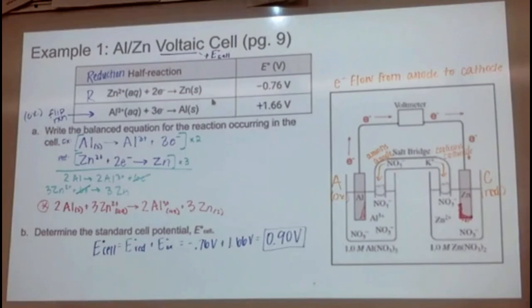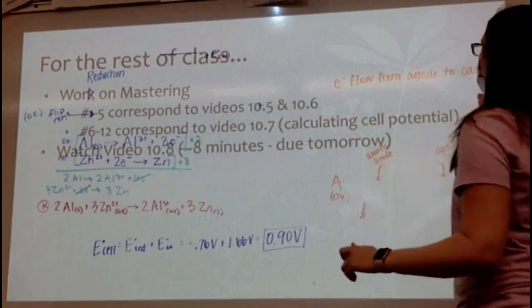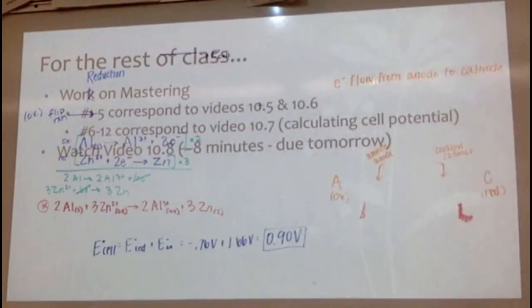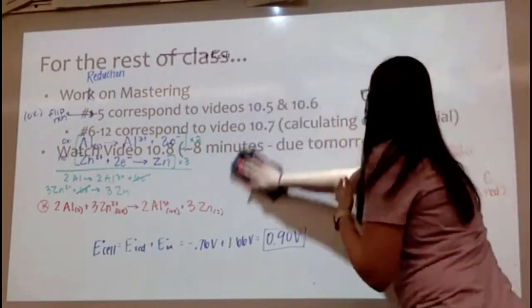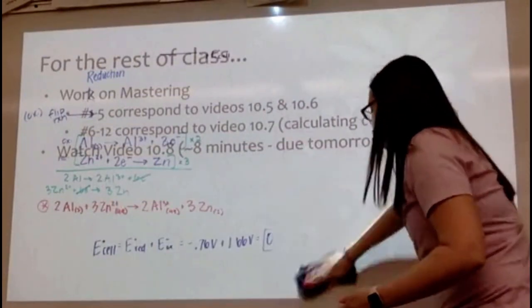Any questions on this example? See, one example, not too bad. So for the rest of class, the rest of this period into second period, you're going to have some time to work on Mastering. Now, you can choose whether you want to work on Mastering or you want to watch tonight's video. Tonight's video is about 8 minutes. I would recommend working on Mastering so that you can work with other people. So you can grab a marker, you can work through Mastering.